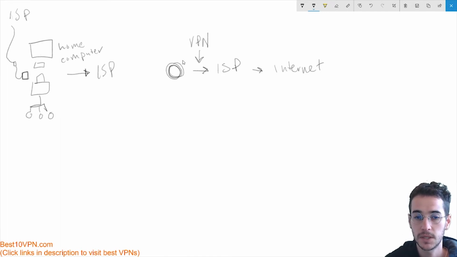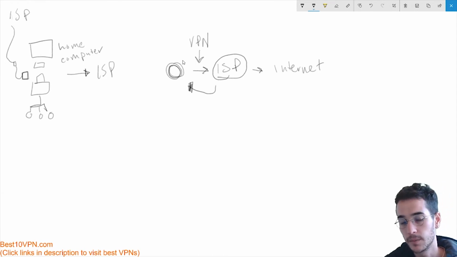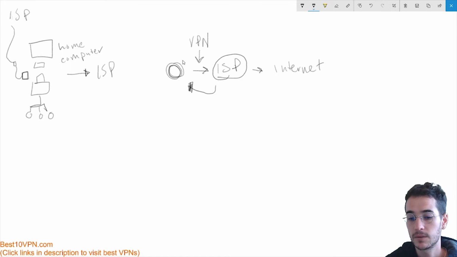Now, without a VPN, the internet service provider is going to be able to see what you're doing. They're going to be able to read your traffic. They're going to be able to see your torrent activity, your IP address, everything like that. But with a VPN, it's going to kind of disrupt this information flow. And now, how does it do that?